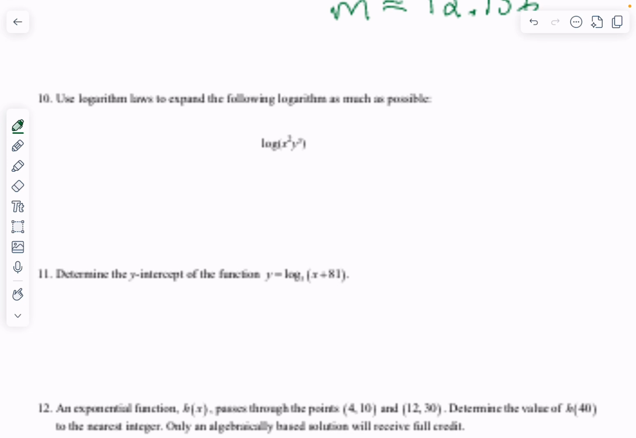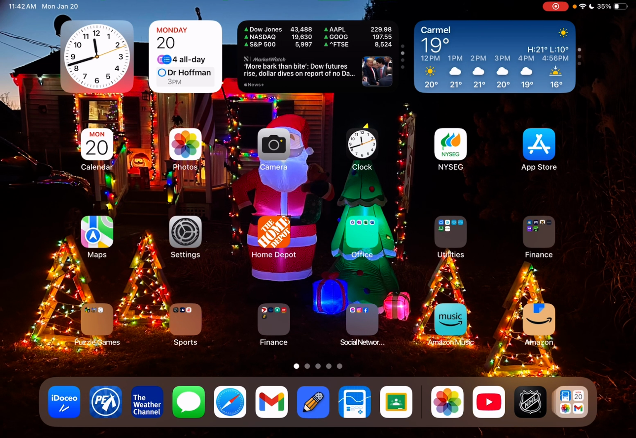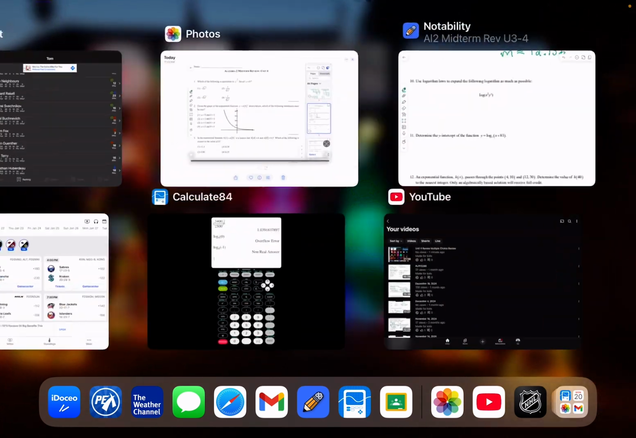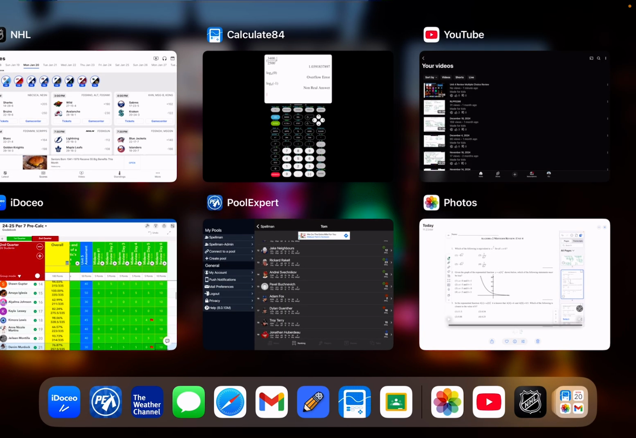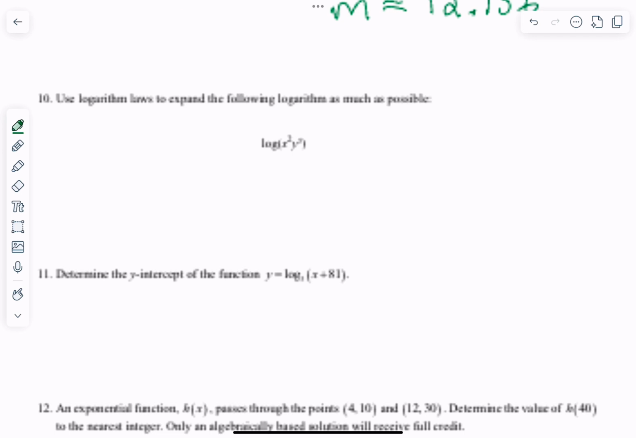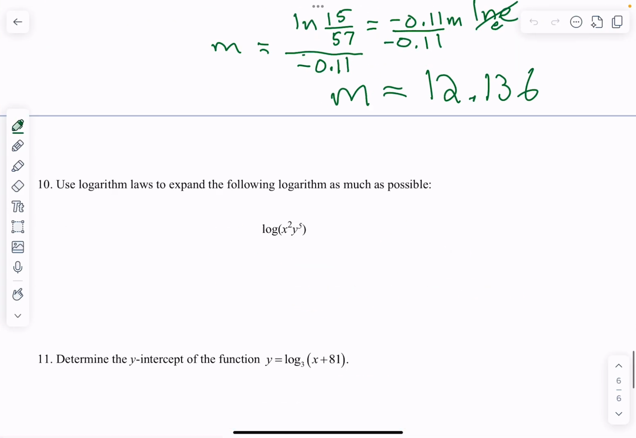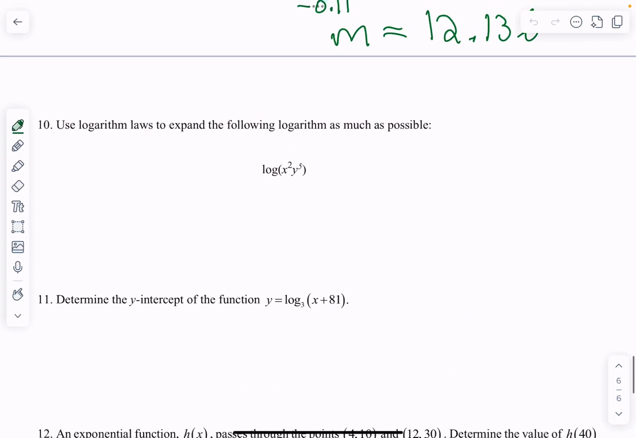I'm just going to restart this because it's fuzzy real quick. Oh, why is it so fuzzy? Oh, there it is. Good.